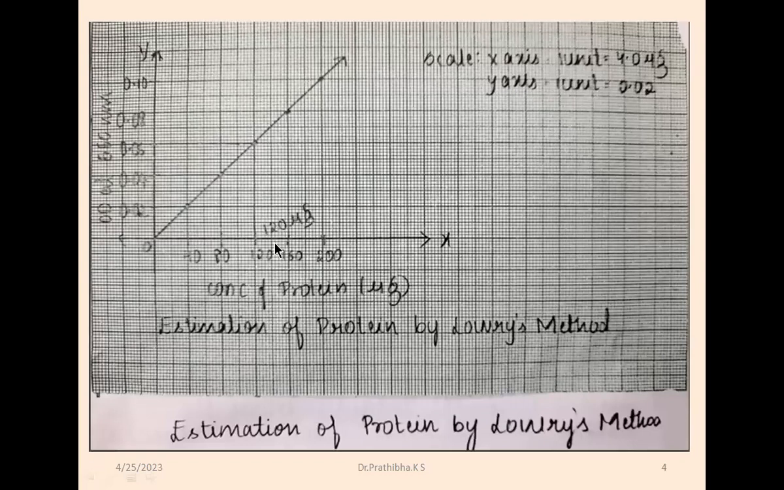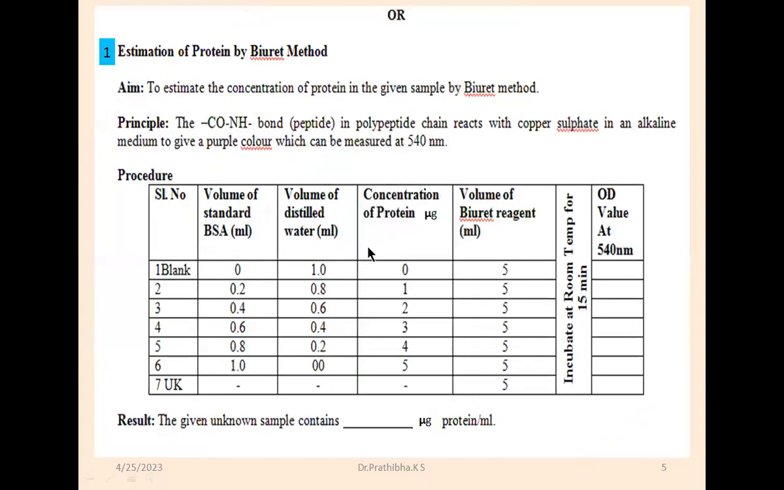Then write what is on the x-axis, then the y-axis, then plot the standard straight line, and based on the unknown OD, plot the graph with respect to this straight line. You need to plot the unknown graph always in a dotted line, and wherever this dotted line touches, that much amount of microgram of protein is present in the given sample. So this is question number 1, Lowry's method.